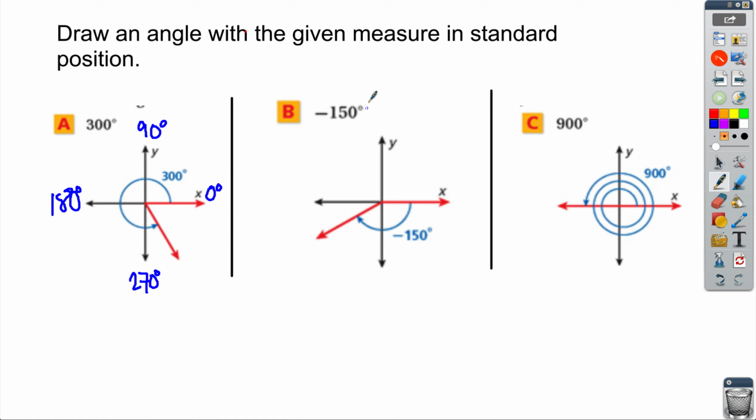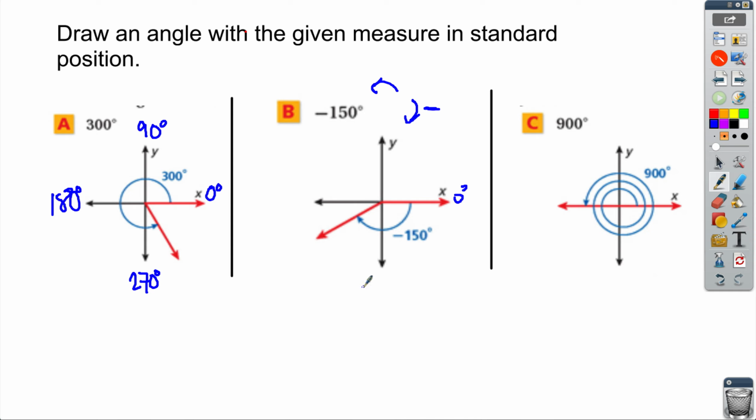Okay, so remember, this is a negative rotation. So are you going to the left or are you going downward? That's the question you have to ask yourself. Because it's negative, you want to go this direction. All right, so initial side on the x-axis, starting from here. Okay, standard form, 0 degrees. But I'm looking for negative 150.